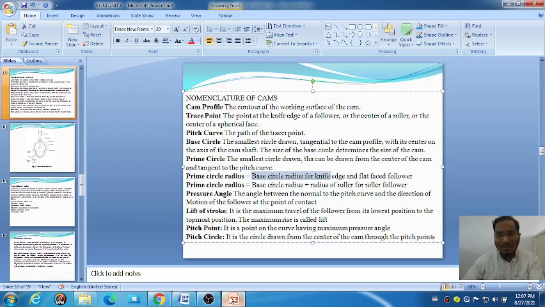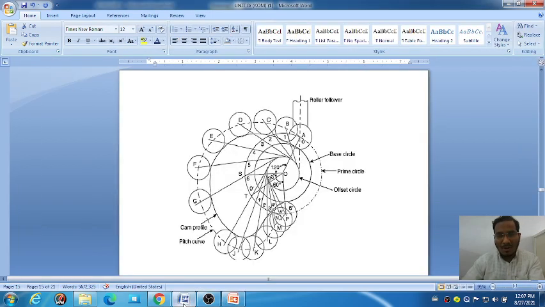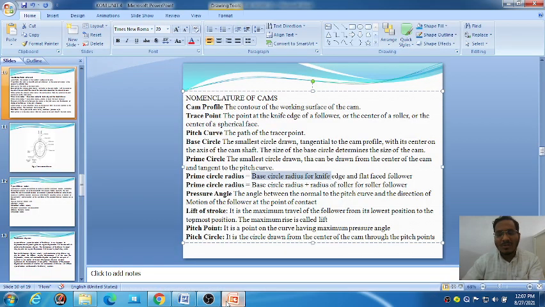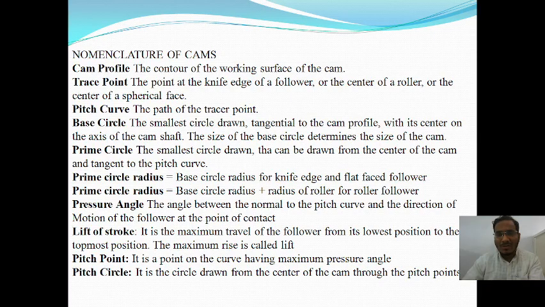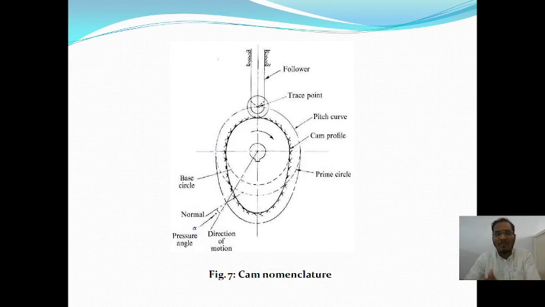Pitch point or pitch circle, you can see here. The maximum pitch point will be on that pitch circle. In that pitch circle you can see here, the F side has the maximum pitch point. So these are the different points of cam nomenclature that you have to remember.